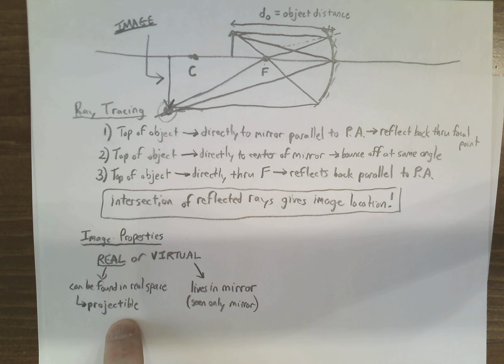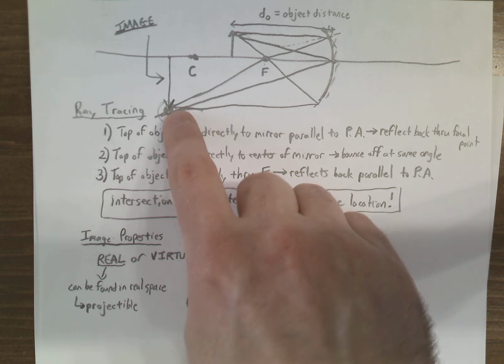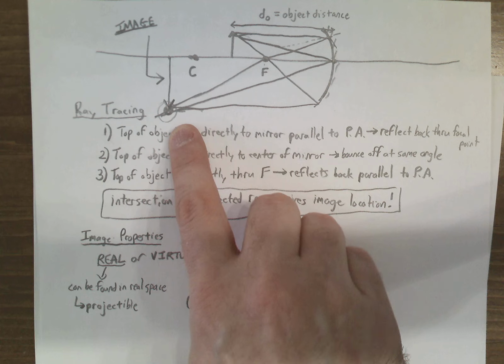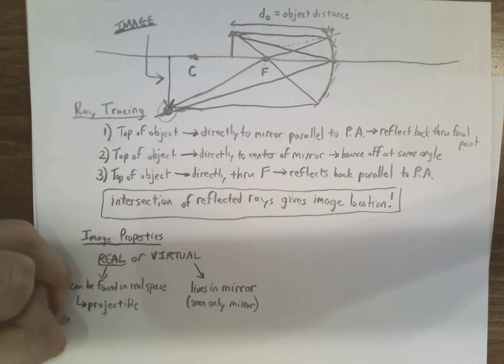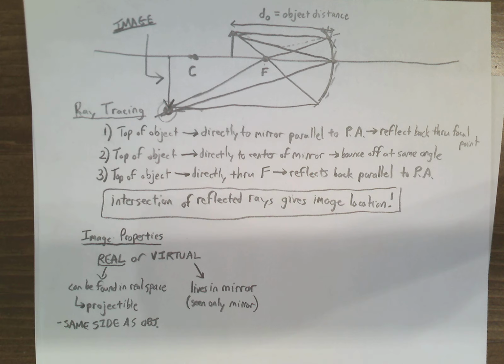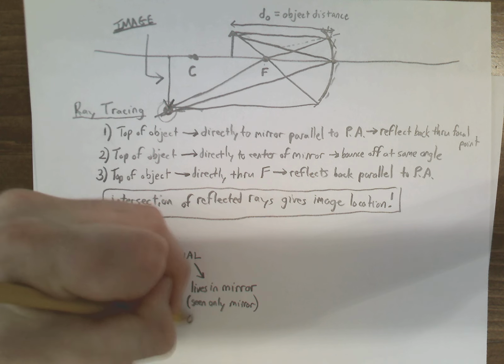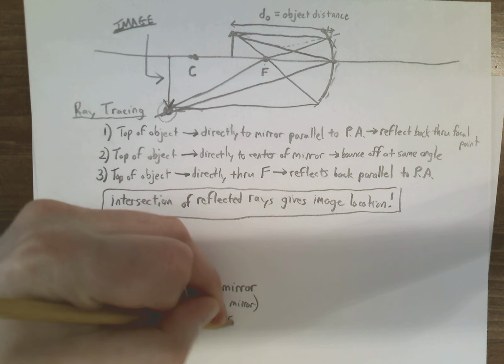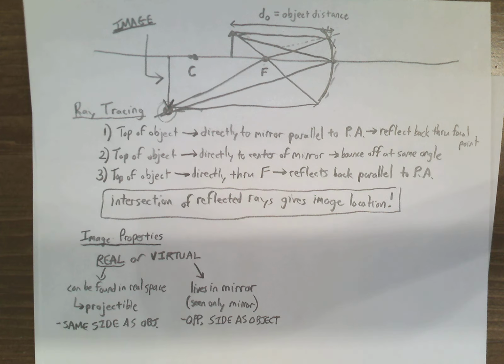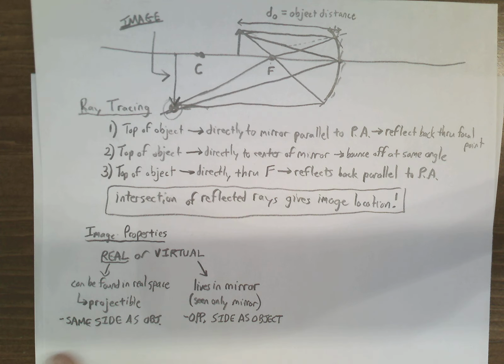For a projectable image, that does mean it's on the same side of the mirror as the object. The object's to the left of the mirror. Our image ended up to the left of the mirror. So we want to think about same side as object. A virtual image, it did not form in this case, but if it did, it would be on the opposite side as the object. We'll do an example of that in just a second. So we're asking real or virtual. Our image that we found was on the same side of the mirror as the object, so this is a real image.